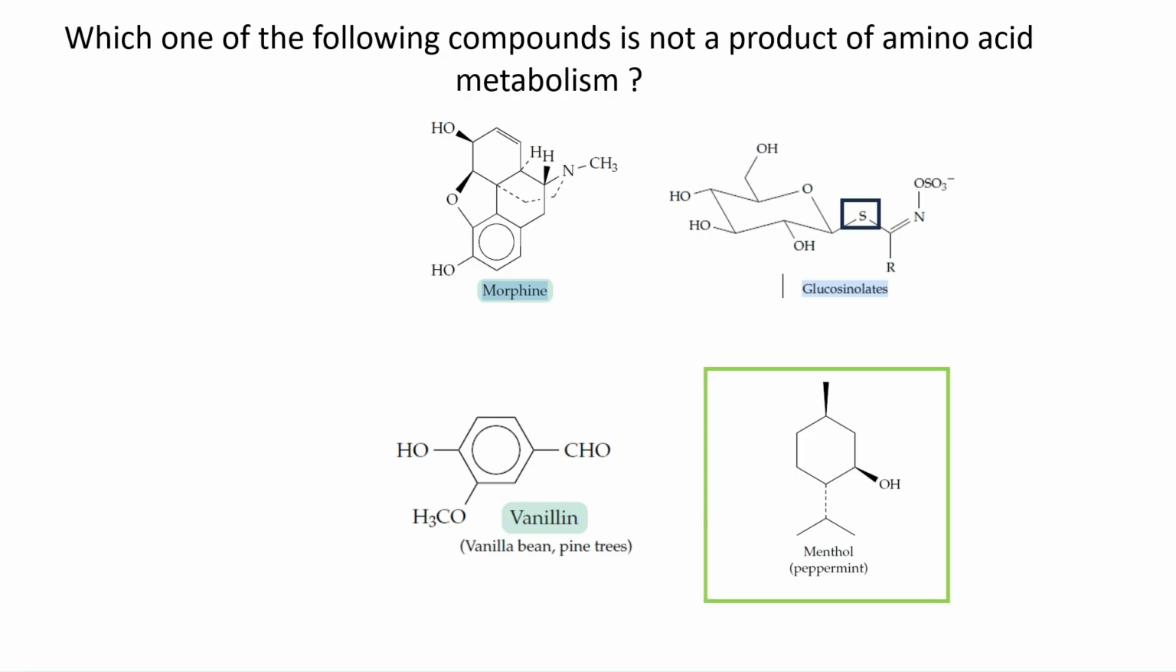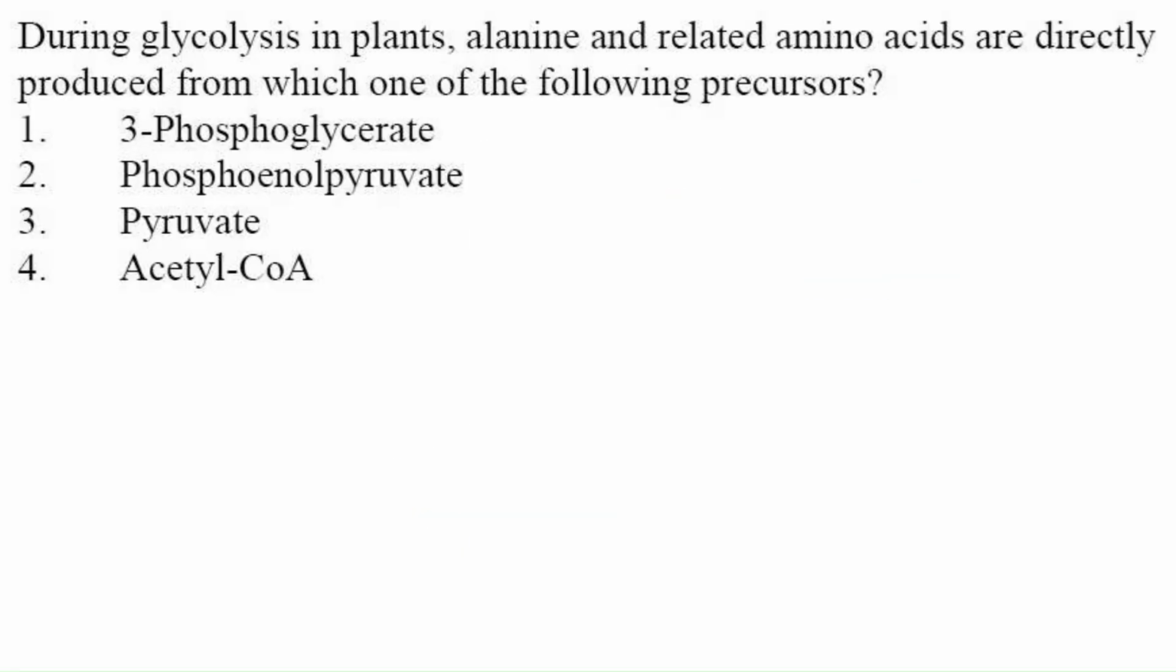So you can see from this question that the same question from the same data can be asked in multiple ways. Now on to the second question. During glycolysis in plants, alanine and related amino acids are directly produced from which one of the following precursors? Our options are first 3-phosphoglycerate, second phosphoenol pyruvate, third pyruvate, and fourth acetyl CoA.